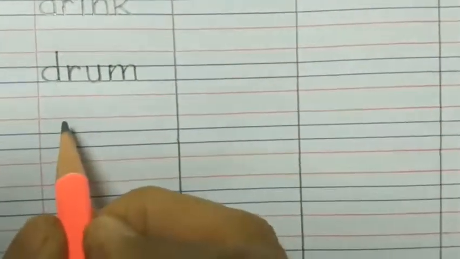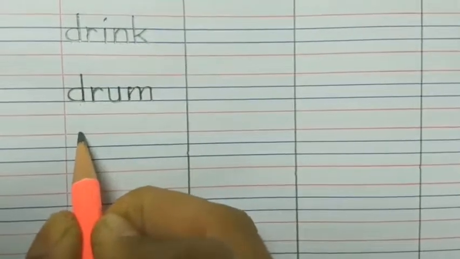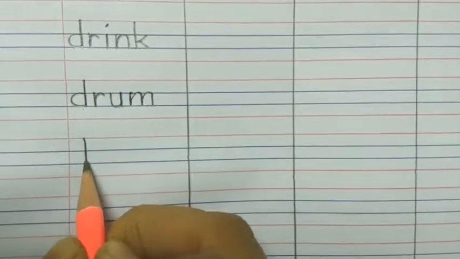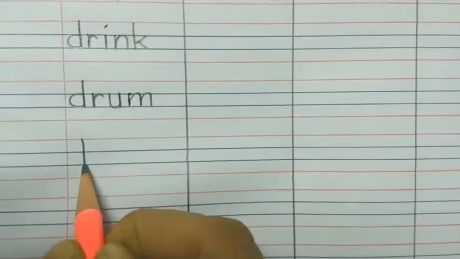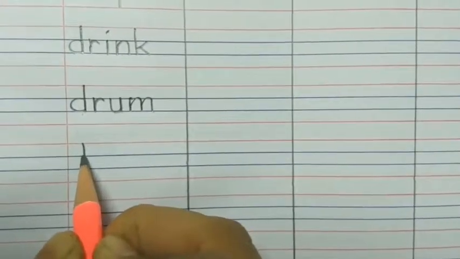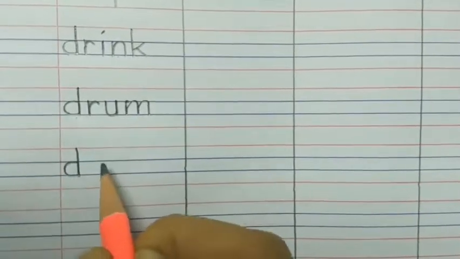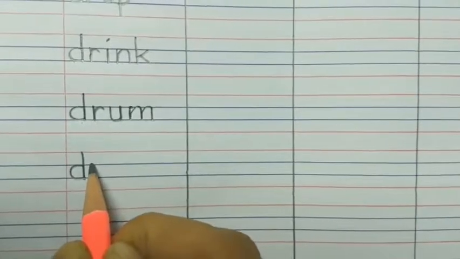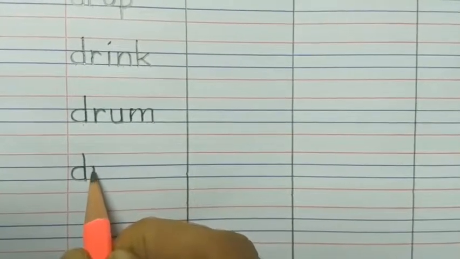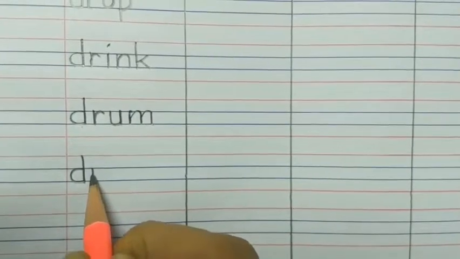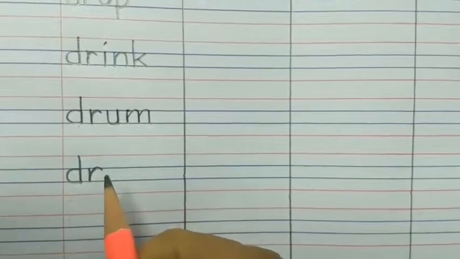Now our next word, drill. D-R-I-L-L, drill. So we'll write D. From red line to blue line, make a straight standing line. Up to the first blue line, make a C curve, touch the second blue line. D. Now write R. From blue line to blue line, straight standing line, go up, make a small curve.